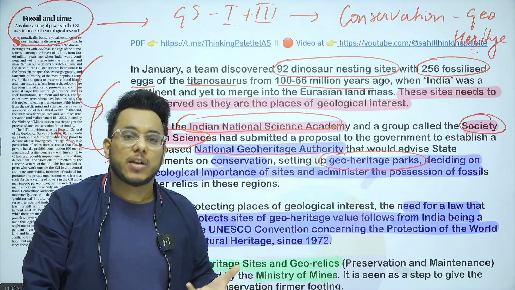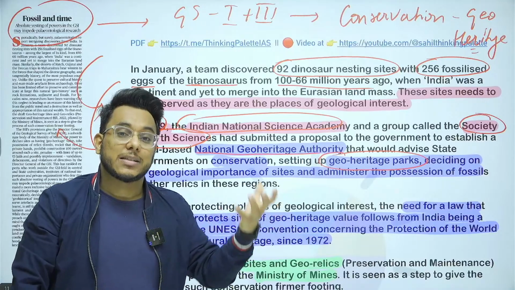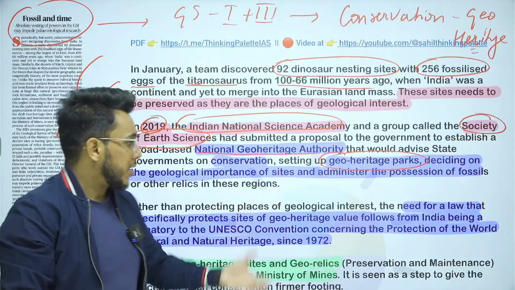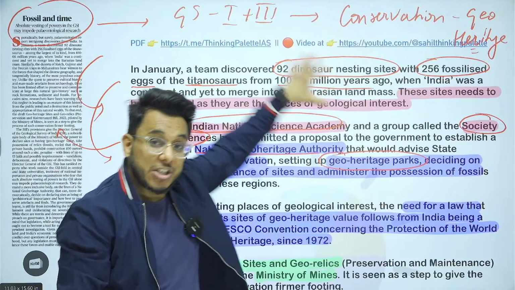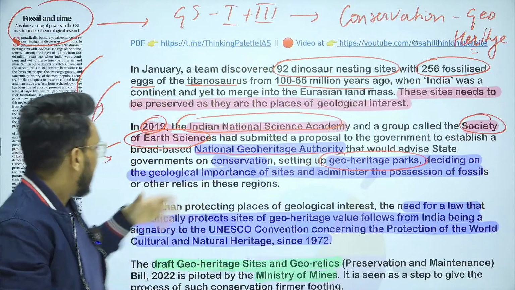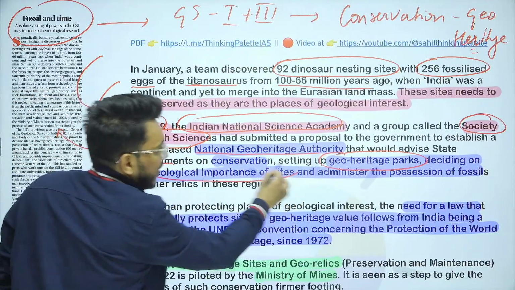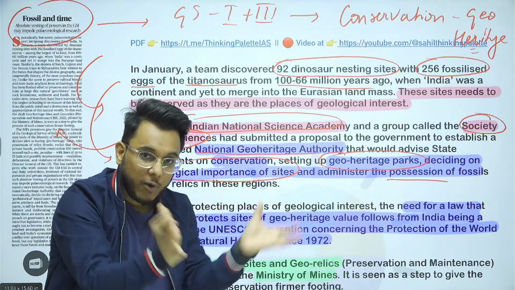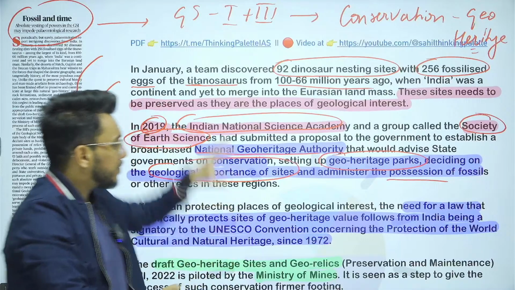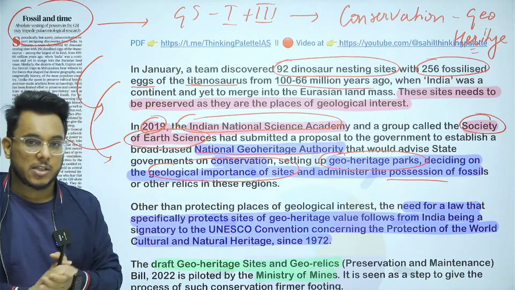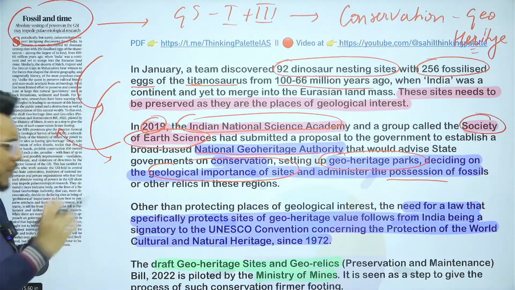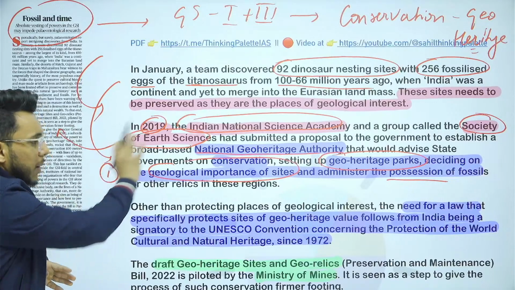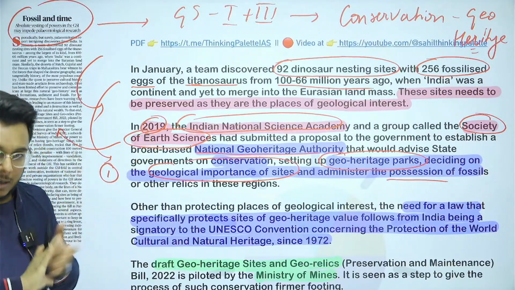Guys, we have national parks where we protect certain protected animal species. Similarly, geo heritage parks to protect such land masses can also be declared. The geological importance of these sites and how to administer the fossils that have been found can also be handled. All these things will be advised by this National Geo Heritage Authority. But up till now, this proposal was not accepted in completeness.